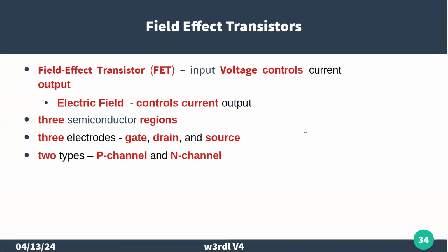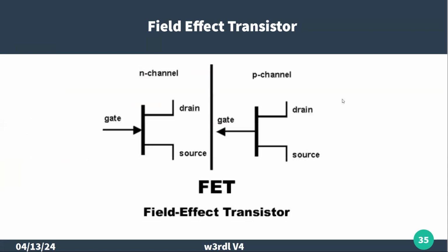Field effect transistors. In this case, we're going to use a voltage to control the current output by way of using an electric field, which is why it's called a field effect transistor. It still has 3 semiconductor regions, and we call those the gate, the drain, and the source. You can have 2 types, whether it's called P channel or N channel, very similar to the bipolar junction.